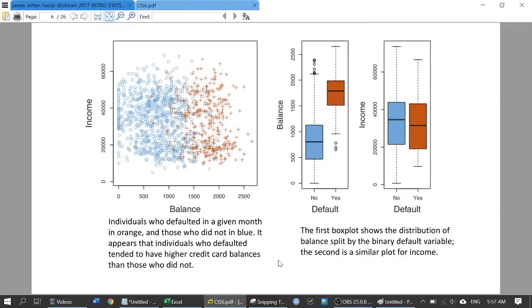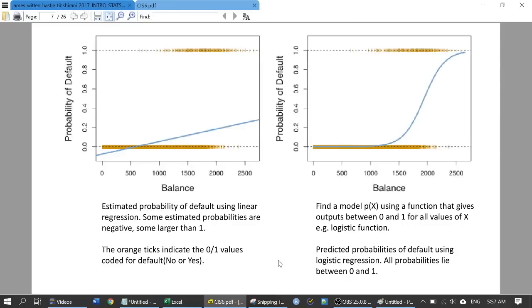And let's look at the box plot on the right hand side here. So here we have the box plot against the response variable. Again, if you look at the income, there's not so much difference between defaulters and non-defaulters. But for the account balance, the credit card balance, you can see that those who are defaulters will definitely have a higher credit card balance than those who are not defaulters.